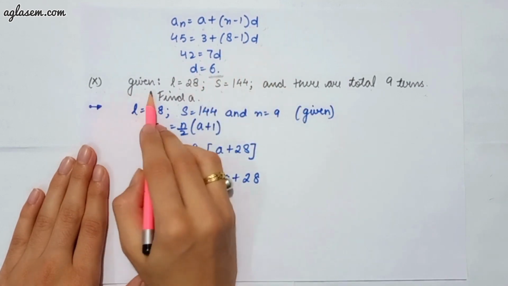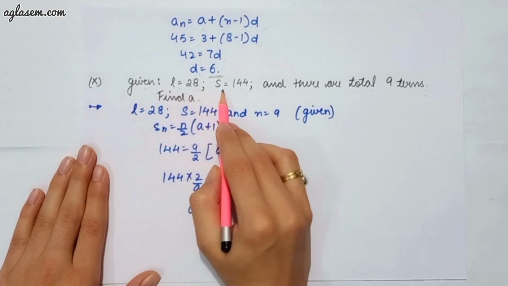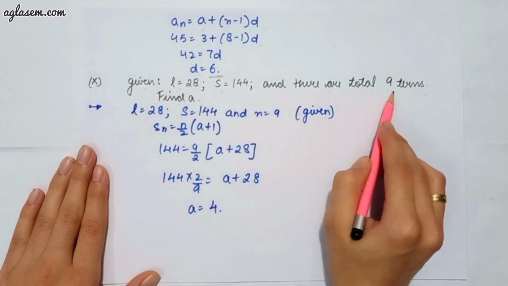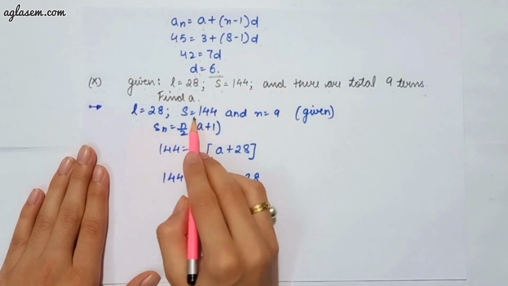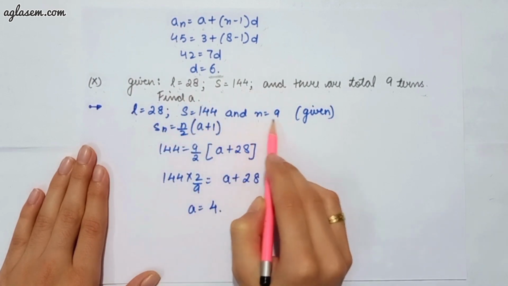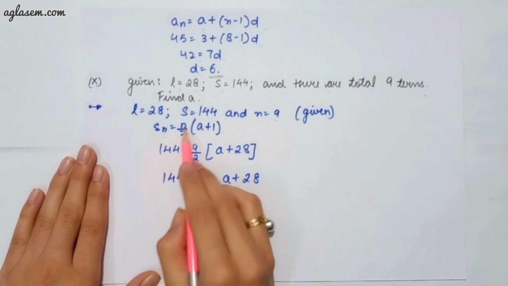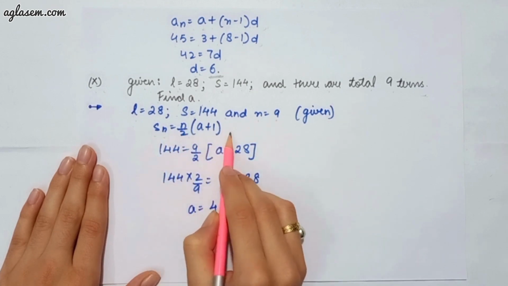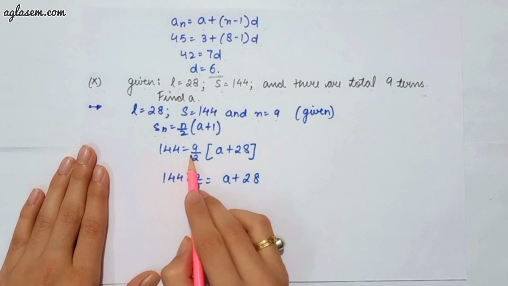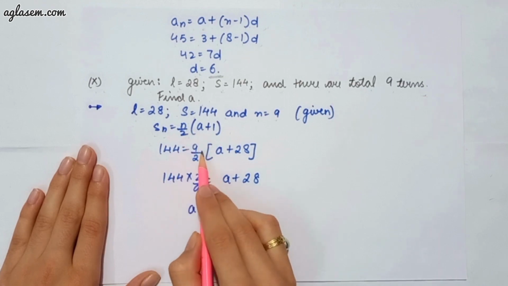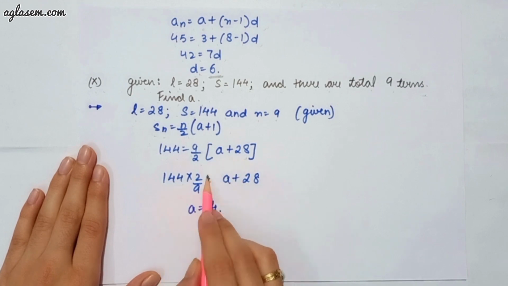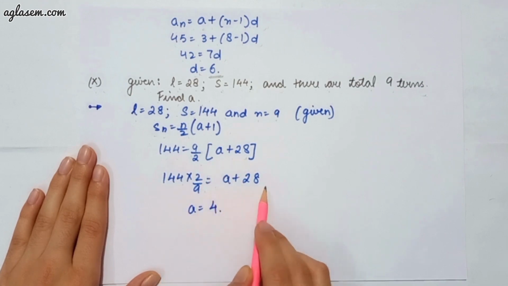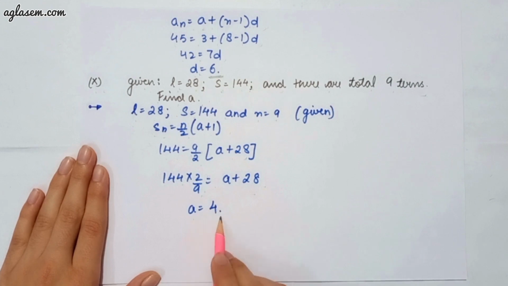10th part says given that L is equal to 28, S is equal to 144 and there are a total of 9 terms, find A. So L is given 28, S is given 144 and n is given 9. So Sn is equal to n upon 2 into (A plus L). So Sn that is 144 is equal to n that is 9 upon 2 into (A plus 28). So 144 into 2 upon 9 is equal to A plus 28. So here we will get A as 40.